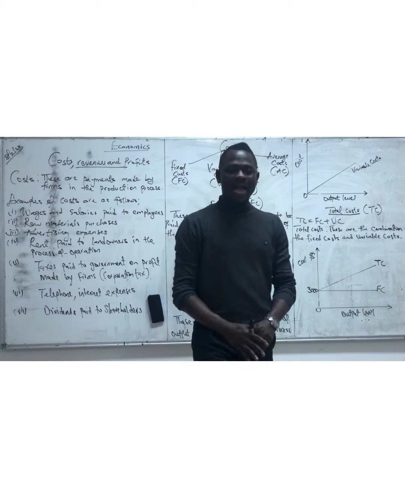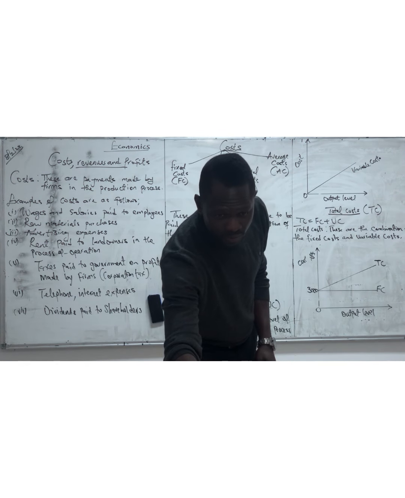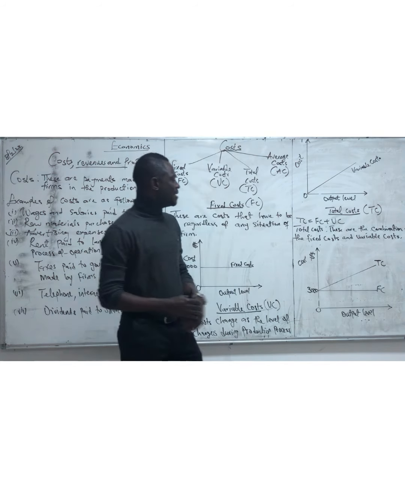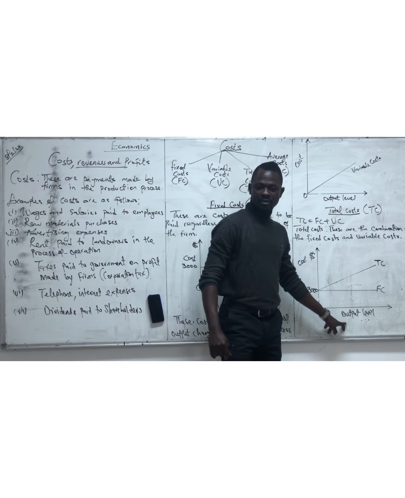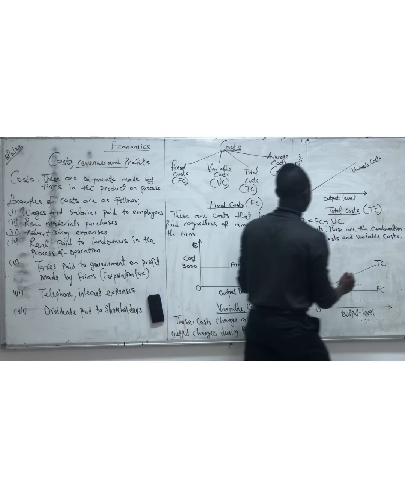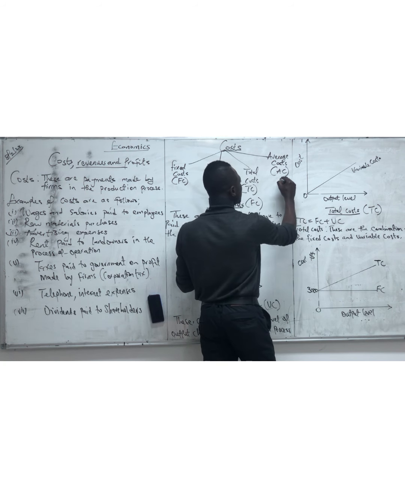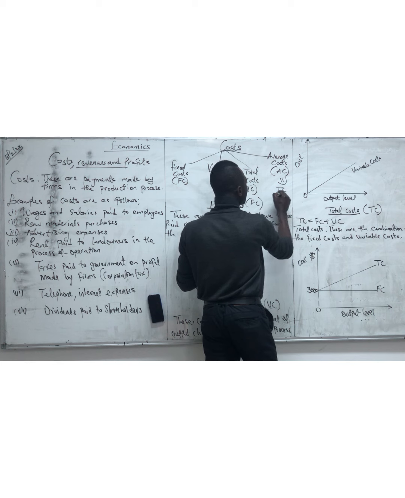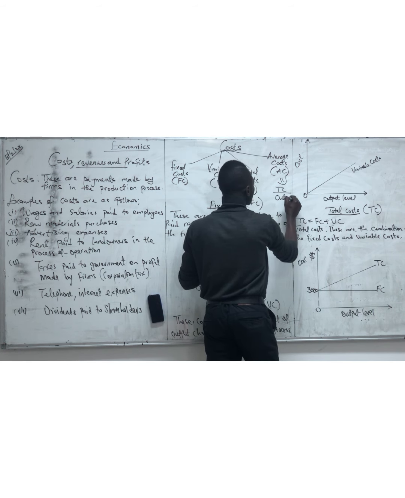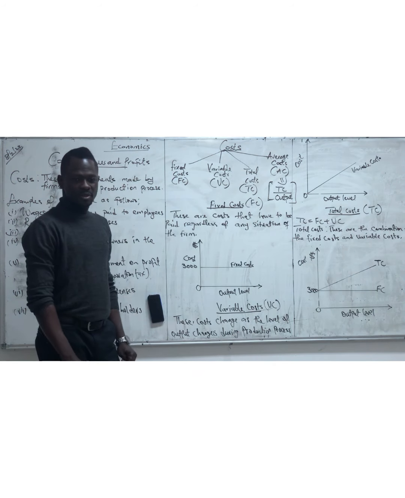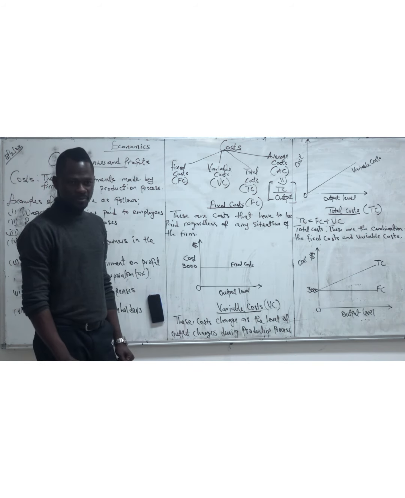And lastly, we have what we call average cost. The average cost is your total cost divided by your output. Are you with me? So average cost is AC. We say AC equals TC divided by output. This is your average cost: total cost divided by output. Are you with me?